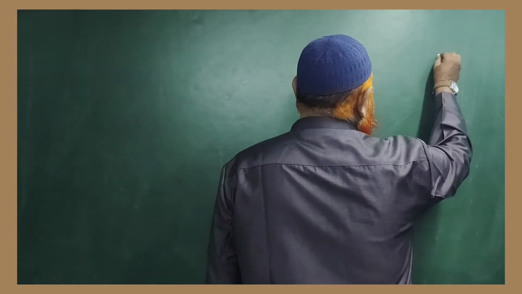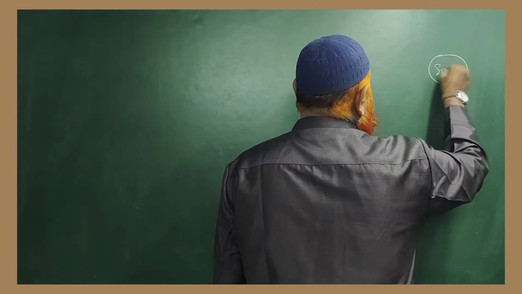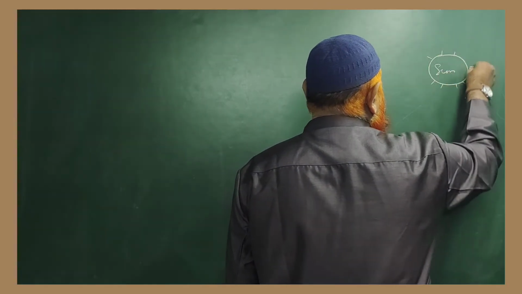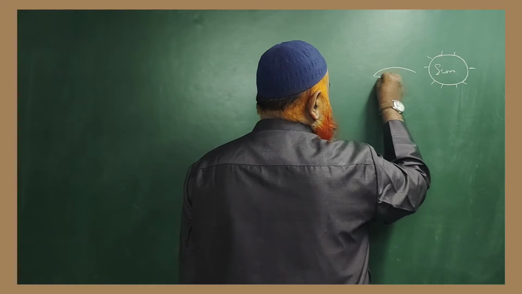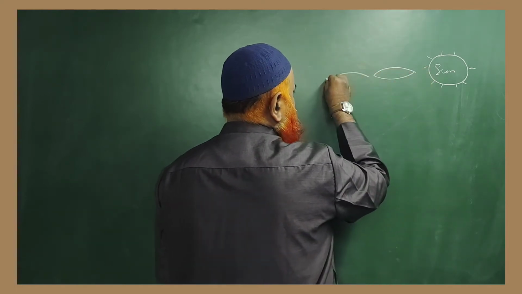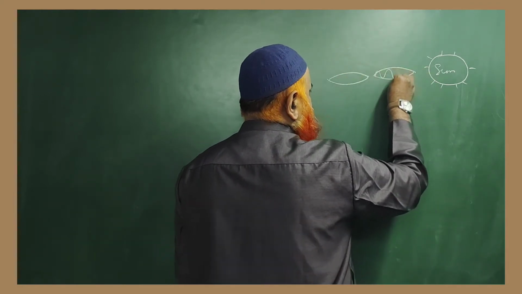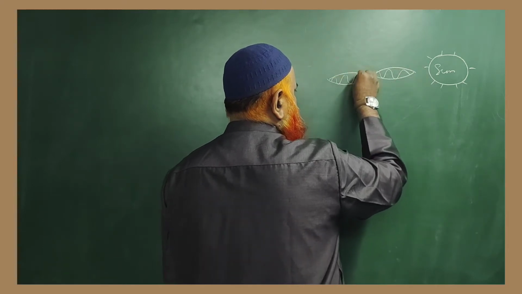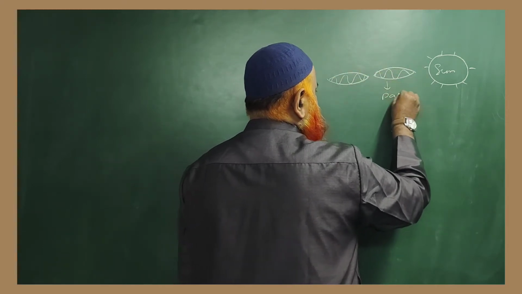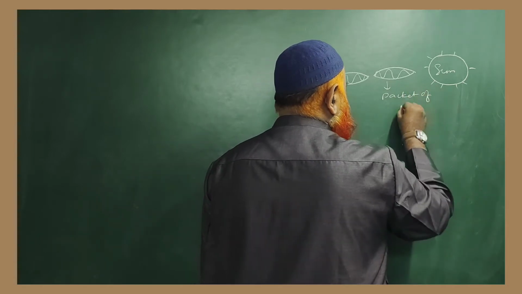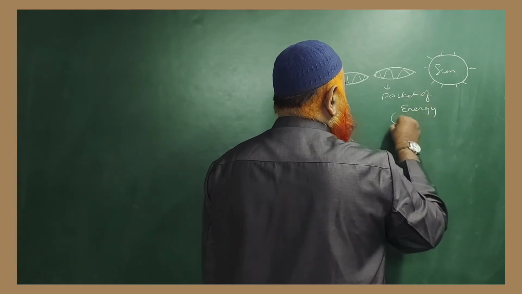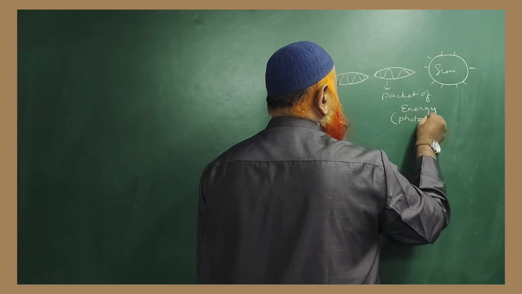Today I would like to discuss what the energy of a photon is and how this photon behaves like a particle as well as a wave. Let us consider this is the sun. From this sun, light comes in the form of a particle. In each particle there is a wave. This is called a packet of energy, and it is given the name photon.